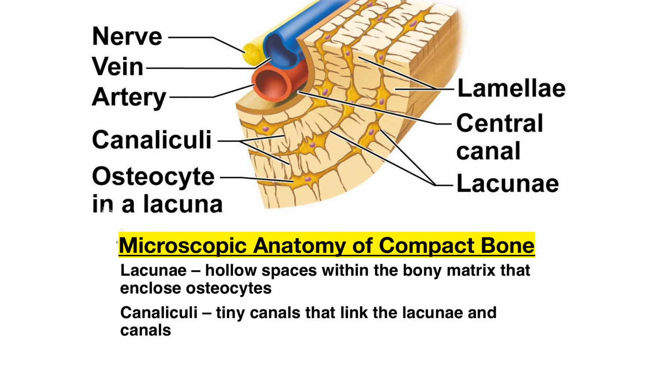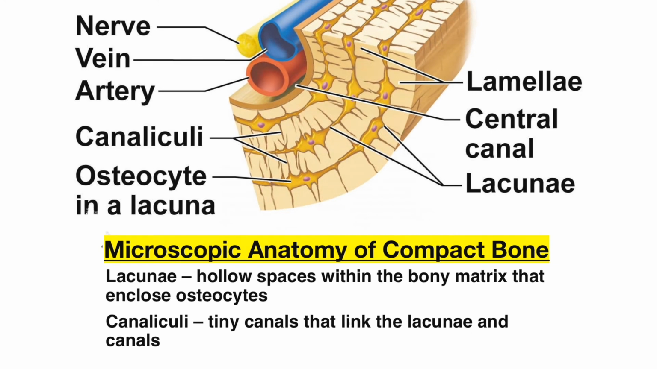Now, the central canal and the Volkmann's canal play separate roles within compact bone, and they are connected by tiny cracks or canals called canaliculi. Trust me, I know, they could have done better. Anyhow, you can see that these tiny cracks, the canaliculi, breach out and eventually connect to the lacunae on either side. This allows also for the bone to work as one unit.